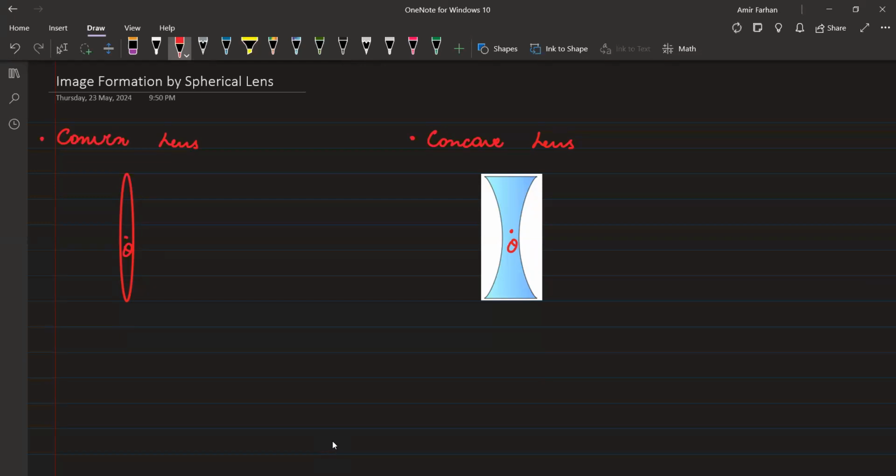But one more thing, so let me write it here. So the center point of the lens is called optical center. In the lenses, we measure all the distances from the optical center. Clear, everyone?